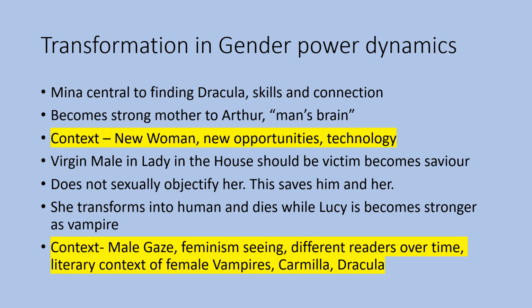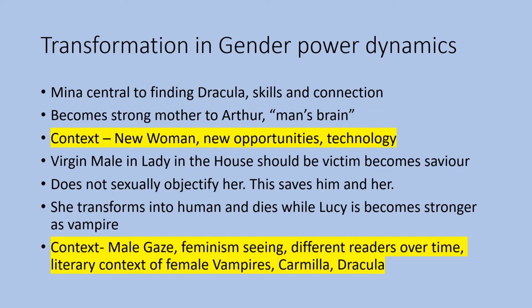Now we could contrast that perhaps with the Lady in the House of Love story. In this story, the virgin male should be the victim. He's entering the house of a vampire, and we expect him to become the victim of this vampire, but rather he becomes the savior. And why is that? He doesn't see her as a sexual object. He sees her rather like a child to be protected, and perhaps not seeing her through the traditional male gaze, not objectifying her, according to Laura Mulvey, is what actually saves him.